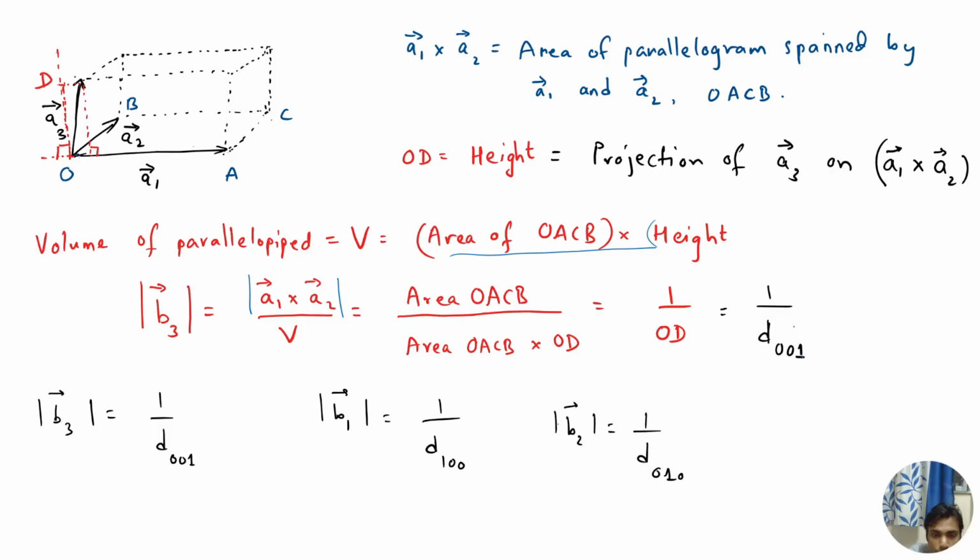So this is how we get some intuition about what B1, B2 and B3 are in reciprocal space. And note that B1, B2 and B3 have a dimension of 1 by L, or L inverse.